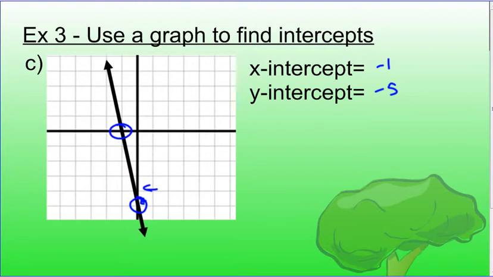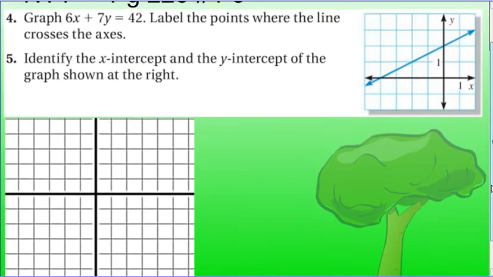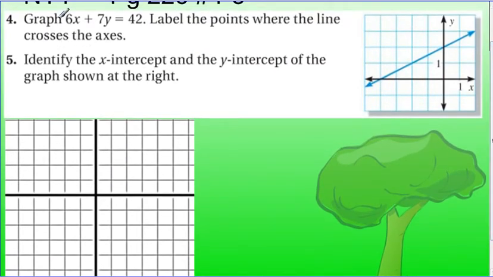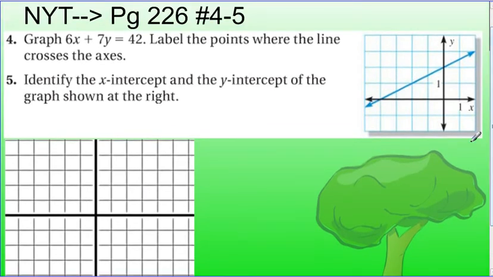Last thing is now your turn. So on page 226, numbers 4 and 5, I gave a little graph space in case you need it. Number 4 says graph this, label the points where the line crosses the axis. So graph it here or on your note sheet, and then label the x and y intercepts. And number 5 says identify the x and y intercepts from this graph. So go ahead, pause the video, do these two problems. When you're ready to continue, hit play and we'll go through them together.